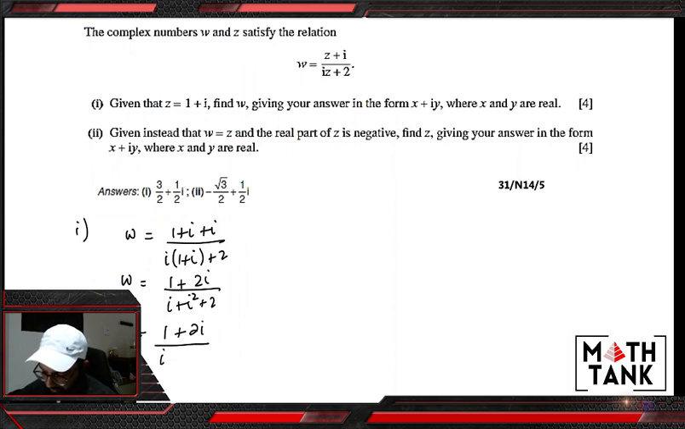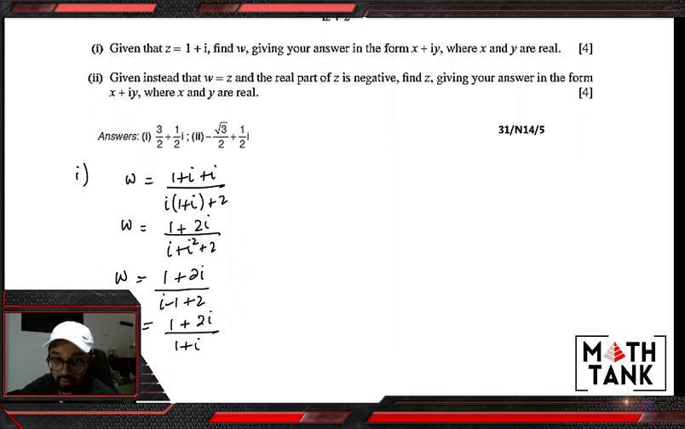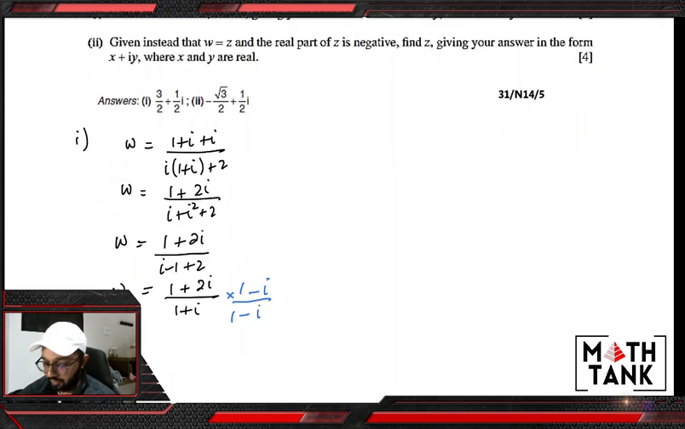Okay, that becomes i minus 1 plus 2. So what I want to do is also write it like that, 1 plus i. So w is 1 plus i. What I need to do again is, I cannot accept an i in the denominator, so I need to rationalize that, and by rationalizing I have to multiply both the numerator and denominator by the conjugate of the denominator.